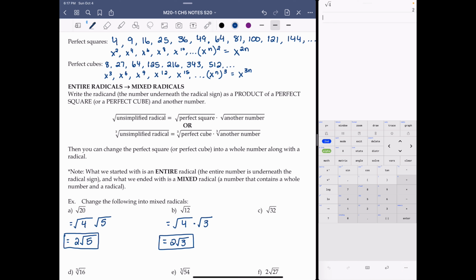Square root of 32. Half of 32 is 16. Our number in the list of perfect squares has to be less than or equal to 16. Well, we actually have the number 16 in our list, so it's going to be that one. Square root of 32 can be written as square root of 16 times the square root of 2. Square root of 16 is the whole number 4. And then we have our square root of 2 left over. So the square root of 32 is equal to 4 times the square root of 2.